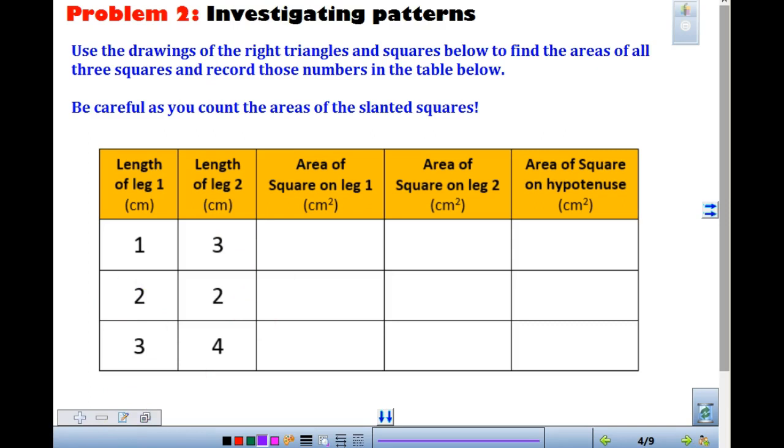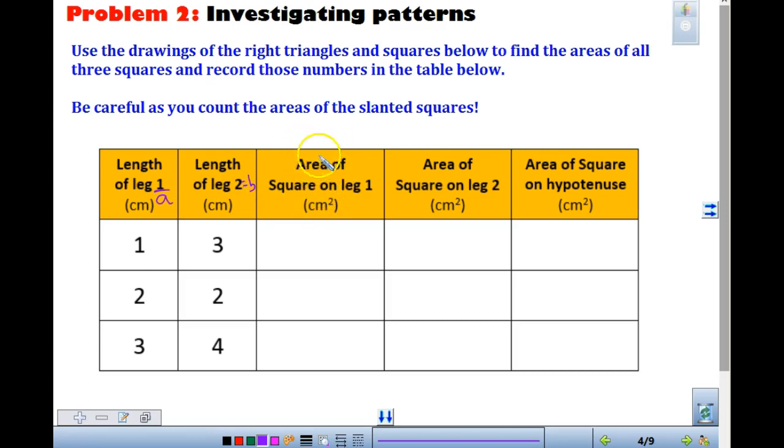Use the drawings of the right triangles below to find the areas of all three squares, and we're going to record the numbers in the table. We are going to be careful as we look at them, and we want to look for a pattern. Notice it says length of leg 1. That might be our A, right? Length of leg 2, that might be our B.